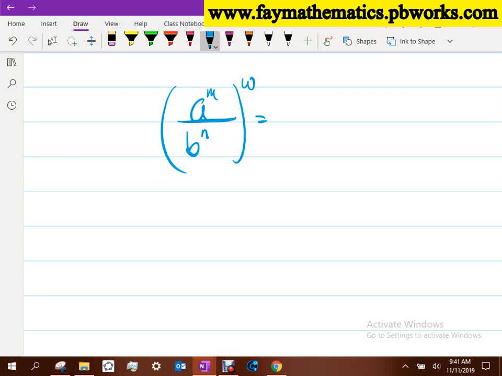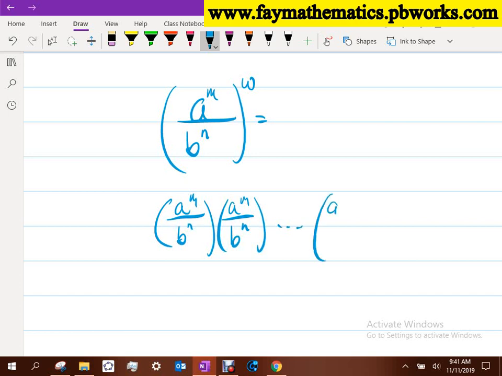Think about it this way. Doesn't this mean a to the m over b to the n times a to the m over b to the n times a to the m over b to the n, and this would happen w times? Isn't that what that means? Okay.